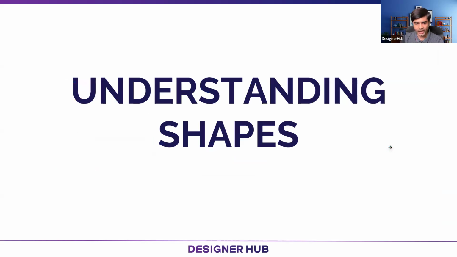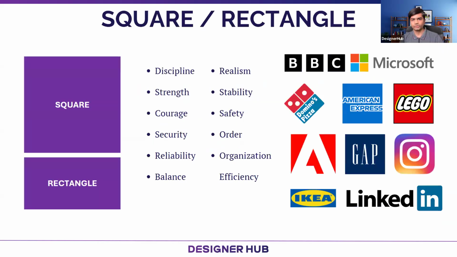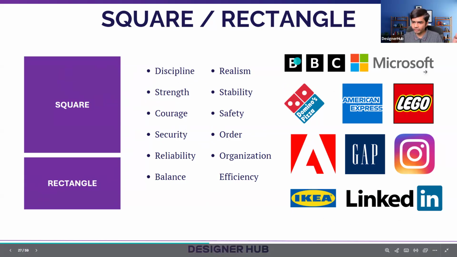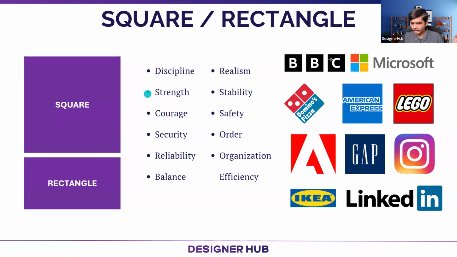So, coming to the shapes, as I told you, each and every shape has got its meaning. Let us understand some details about it. If you see a square or rectangle shape, it is generally associated with discipline, realism, strength, stability, courage, safety, security, order, reliability, organization, balance, and efficiency. So these are the different meanings associated with the square or rectangle. And you can see all these brands using a square in their logo just to resemble any of these meanings. Maybe they want to talk about strength, courage, security, organization, efficiency. Microsoft logo.